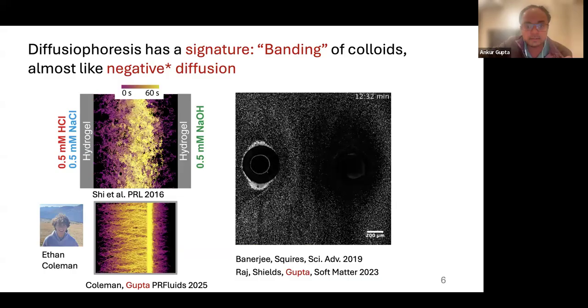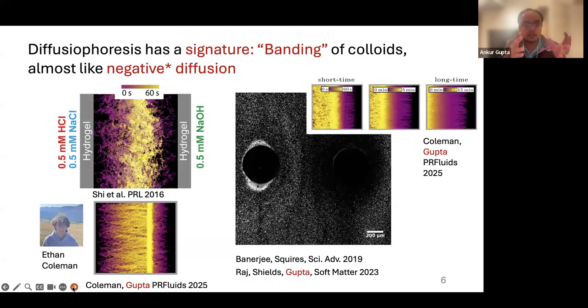We were actually able to report something similar in our computational model, where we were able to create the band and then it dissolves over time. And this is the phenomenon we call pseudo-focusing.